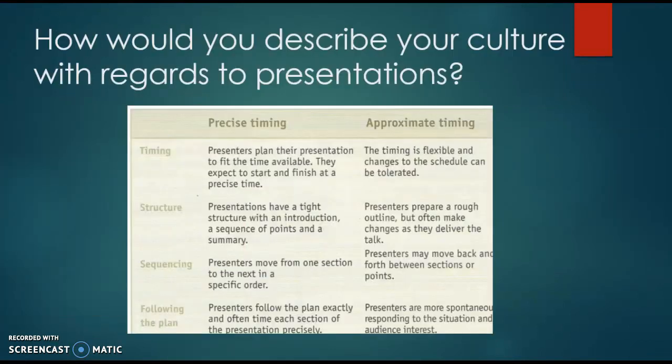How would you describe your culture with regards to presentation? Have a look at this table here and decide which best suits your culture.